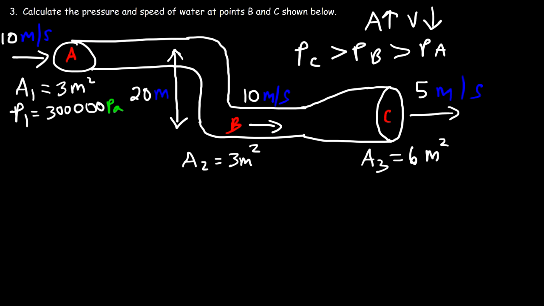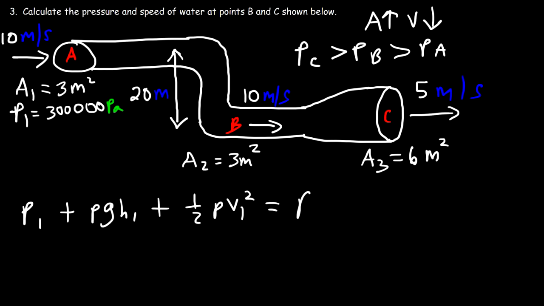Now let's use Bernoulli's equation to calculate the pressure at point B. So we're going to go from point A to point B. So P1 plus rho G H1 plus 1/2 rho V1 squared, that's equal to P2 plus rho G H2 plus 1/2 rho V2 squared. So at point A, which is the left side of the equation, the pressure is 300,000 pascals.